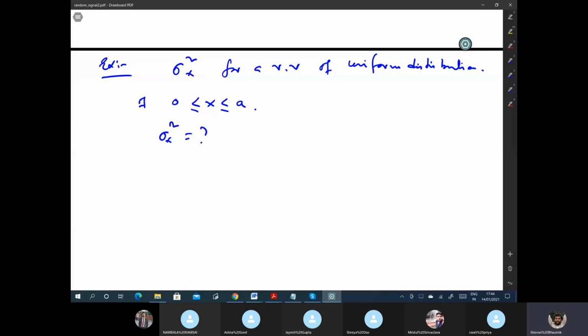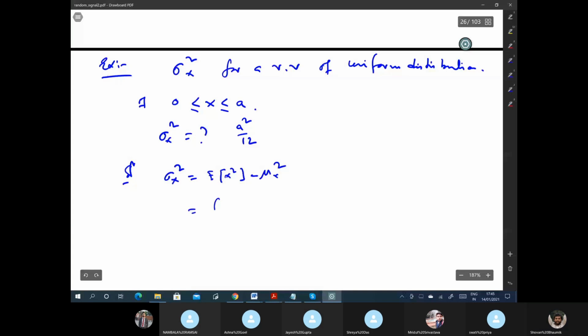A square by 12. It's very simple, so I am trying to write it. Sigma x square will be equal to E of x square minus mu x square. We could write it from 0 to a, then f(x) is 1 by a dx, right? So you calculate, you will get a square by 12.